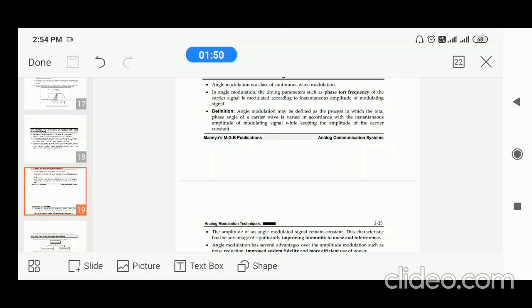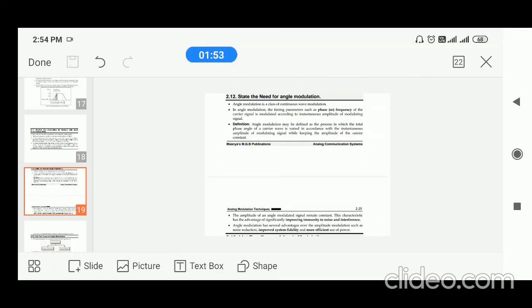Next, what is the topic? Need for angle modulation. So with that, amplitude modulation is completed. The next modulation in analog communication, or continuous wave modulation techniques, is angle modulation. In angle modulation there are two types: frequency modulation as well as phase modulation. Why do we go for angle modulation? It is also one of the continuous wave modulations. In angle modulation, either phase or frequency is changed according to the message signal.